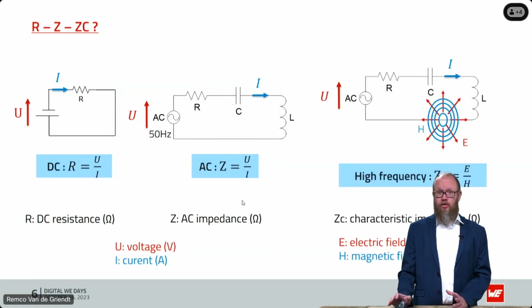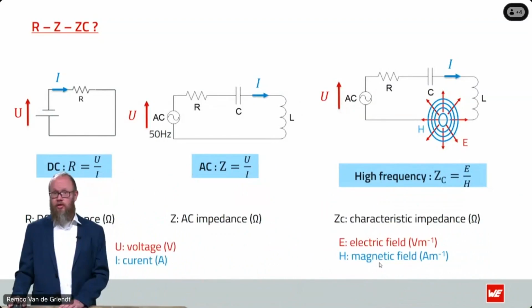With high frequency, you get a characteristic impedance. You must take into consideration the electric field and the magnetic field. Of course, the magnetic field is around the conductor, and the electric field is spreading out of the conductor. And from that ratio you get the characteristic impedance.